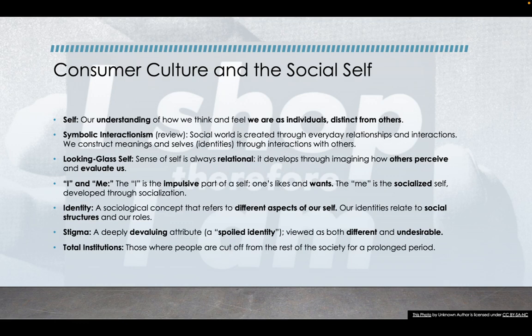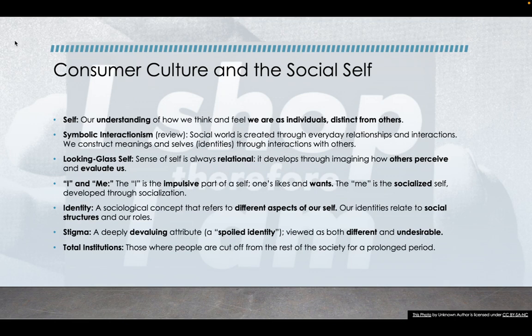Now, the first sociological concept related to self that your textbook authors introduce us to is Cooley's looking glass self. He argues that our sense of self is always relational. It develops through imagining how others perceive and evaluate us. Now, one thing that's important to note here about the looking glass self is it's not actually about how other people understand us, it's how we think other people understand us. So it still has to do with our individual perceptions and what we as individuals are thinking, but it's going one step further and saying, okay, well, what do we think other people think about us, okay?